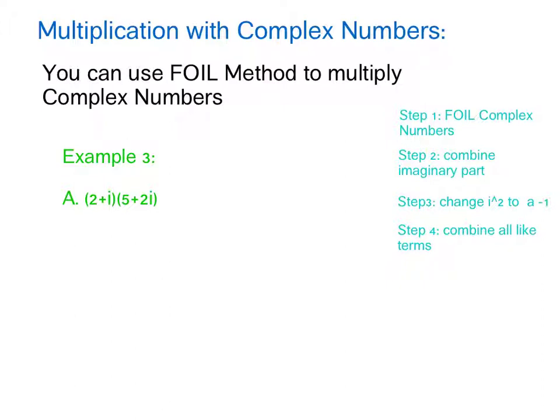Since we know the steps, let's try example 3. A says 2 plus i times 5 plus 2i. Step 1 says to FOIL, so multiply first numbers, which are 2 and 5, then the outer, which are 2 and 2i, then the inner, which are i and 5, and then the last, which are i and 2i. It would look like this.